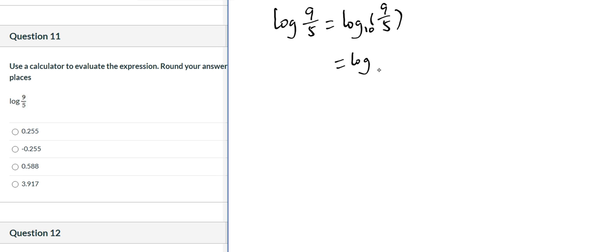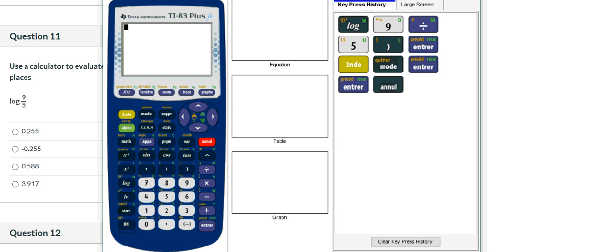When you click on log, you should have this one appear right away, left parenthesis, and then 9 divided by 5, close bracket, and then enter. Okay, you'll get the answer. Here, I have my calculator right here.